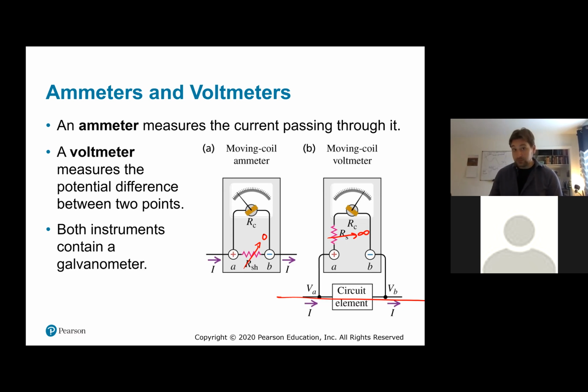Can't be zero, but it should be low enough that we're not spending very much energy going through it. And the resistance can't actually be infinite, then it won't measure anything, but it should be large compared to the resistance elsewhere in the circuit, so that we're not incentivizing the current to flow through the voltmeter as opposed to whatever resistor we're trying to measure.